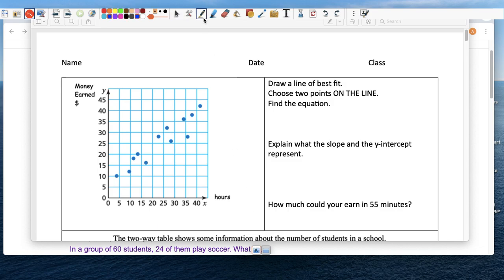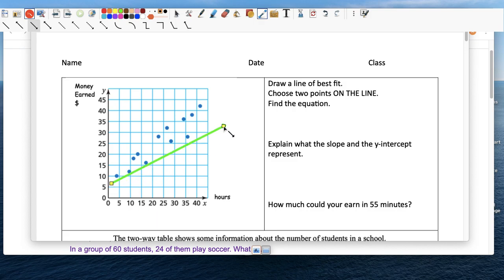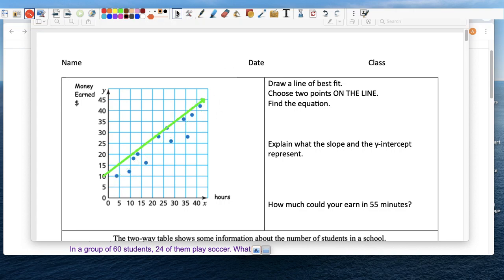So the first question says draw a line of best fit, right? So it's a scatter plot. So it's making sure that this is not the line of best fit, and I hope you guys see that it's not. Making another one right here. So the line of best fit, this looks like a good line of best fit. Okay? No, not that one. Let me just lower it. Okay, so right there, I'd say that's a nice line of best fit.